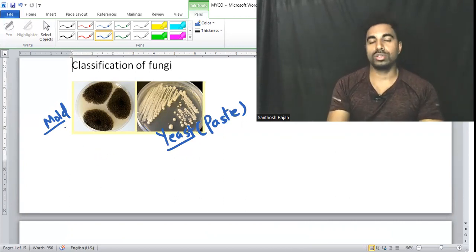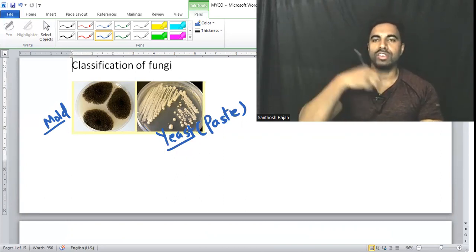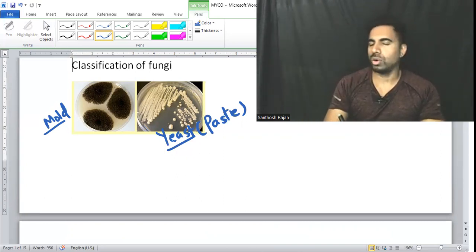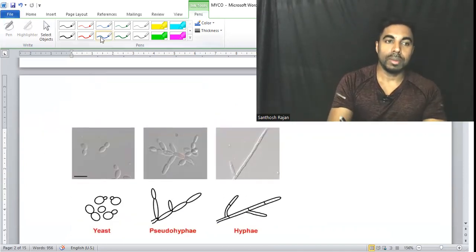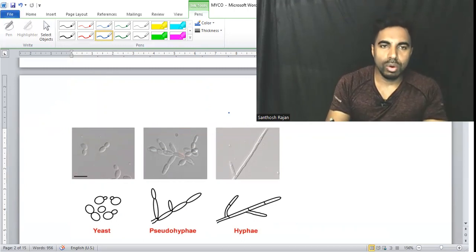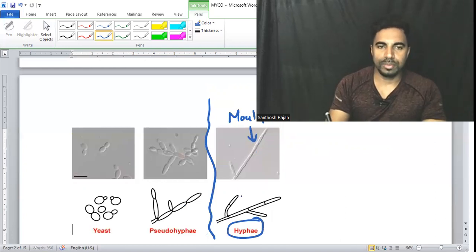Okay. So the infection is also caused by some of the molds. Yeast is this one. Yeast usually causes infection inside the body. That is the macroscopic view. Microscopically, when you see a mold, it looks like this. It's hyphae. A mold, when you see it microscopically, is basically hyphae. That's the question. A mold is usually hyphae.